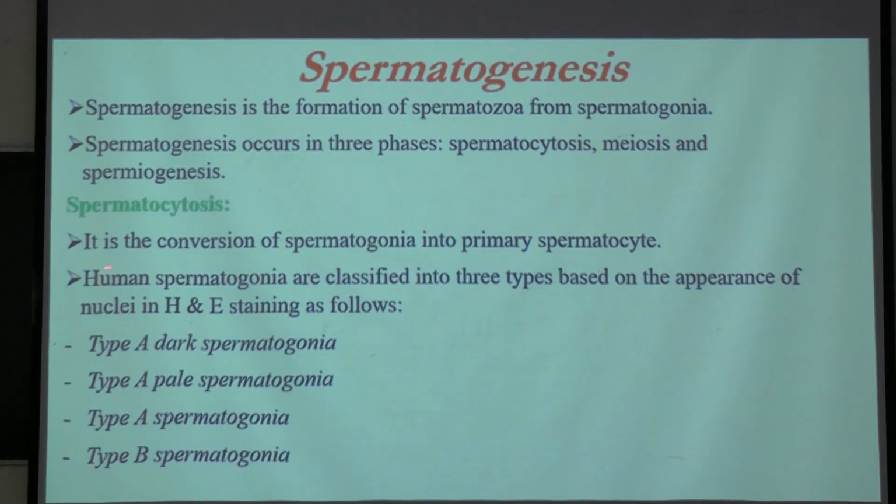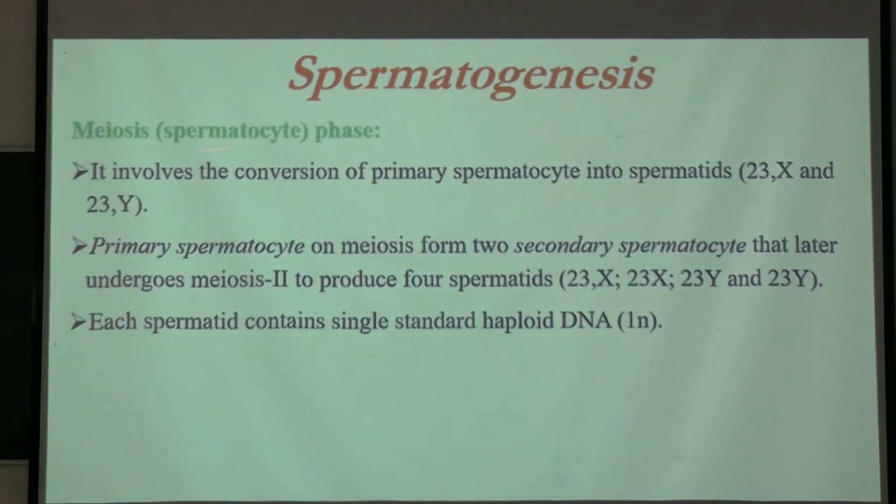So spermatocytogenesis is conversion of spermatogonia into primary spermatocyte. Human spermatogonia are classified into three types based on the appearance of nuclei in H&E staining. These are as follows: type A dark spermatogonia, type A pale spermatogonia, and type B spermatogonia. All are different types of spermatogonia. Then spermatogonia undergo meiosis and develop into spermatocytes.